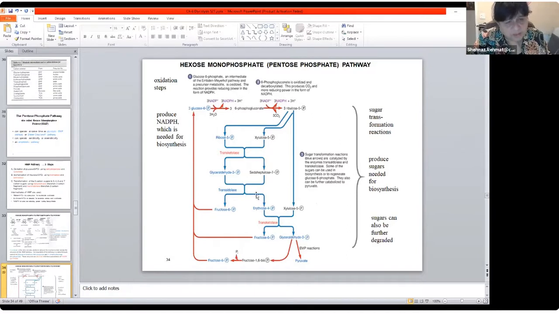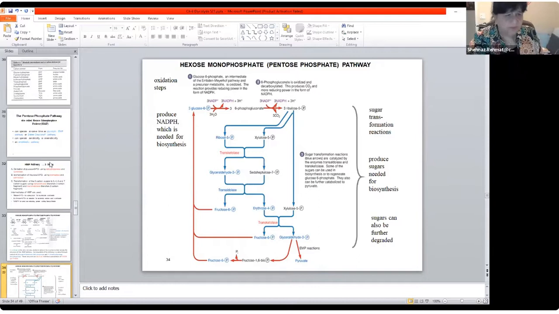But during these conversions, you are creating some intermediates that will be drawn away for synthesis of other amino acids or nucleotides and so on. And of course, you can do the glyceraldehyde 3-phosphate going back to fructose 6-phosphate and regenerating also. So as such, the important thing you look at is the sugar transformation reactions, and then produce sugars that are needed for biosynthesis, and then sugars that can be further degraded and converted to pyruvate.